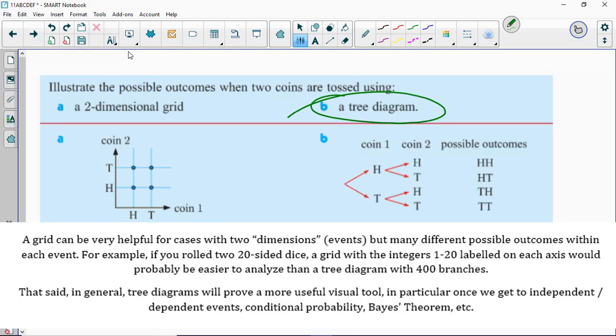And the reason, of course, that a tree diagram is way more useful than a 2-dimensional grid, I mean, hey, it's in the name. A 2-dimensional grid is only 2-dimensional. So if we wanted to flip the coin a 3rd time, the grid would need to pop out of the board into 3D space, whereas our tree diagram could just create more branches.